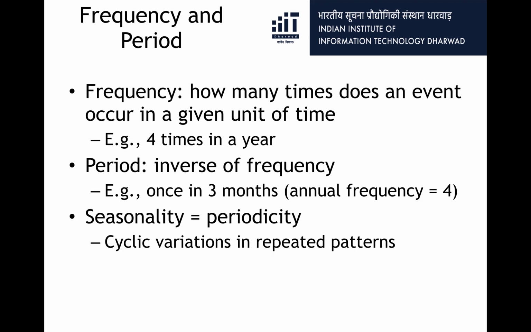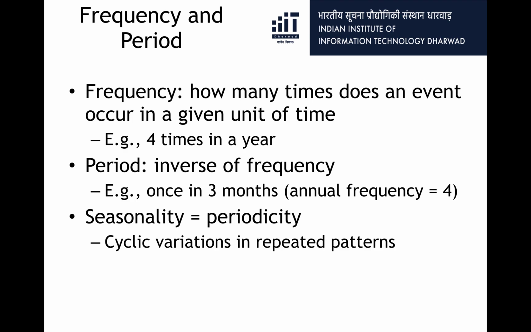So, I'm pretty sure you are familiar with the concepts of frequency and period. Frequency indicates how many times a particular event occurs in a given period or given unit of time. For example, if something happens 4 times a year, say a company like Infosys announces its financial results 4 times a year, every quarter, then you can say its frequency is 4 times per year.